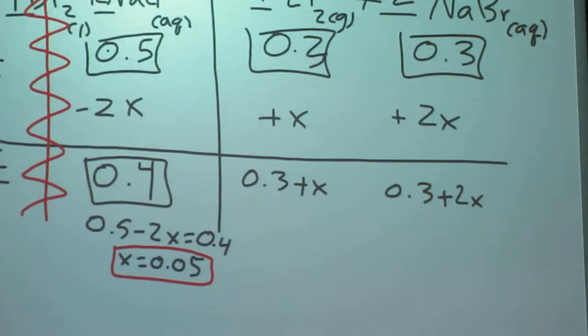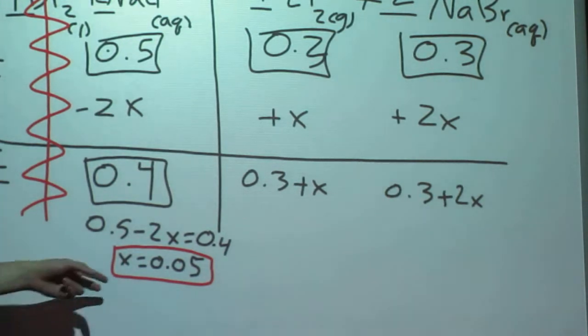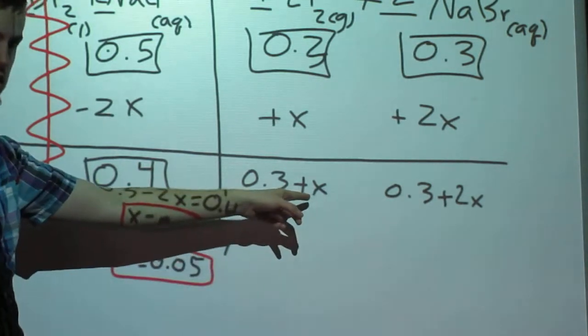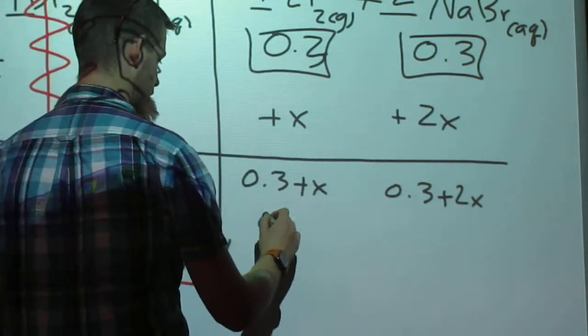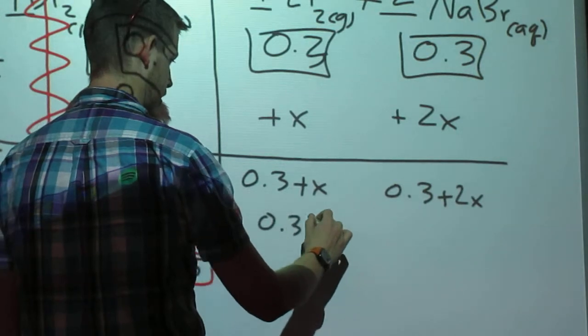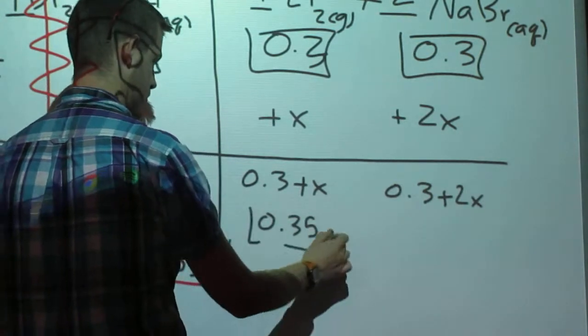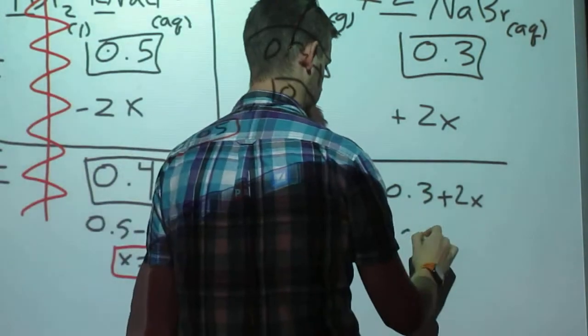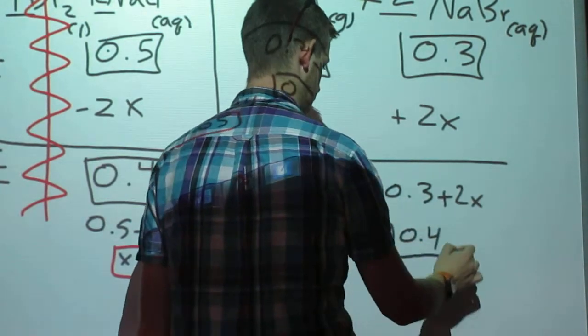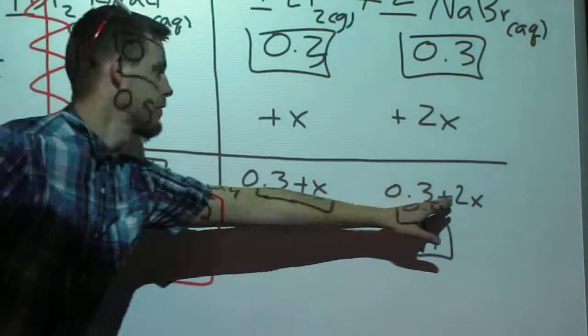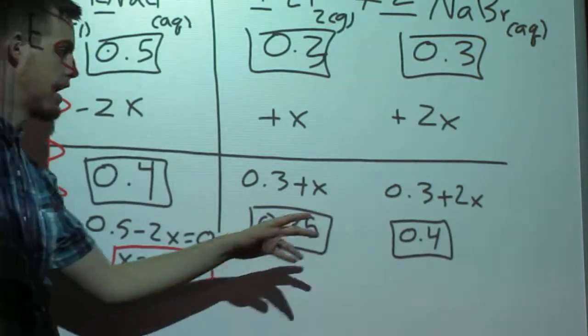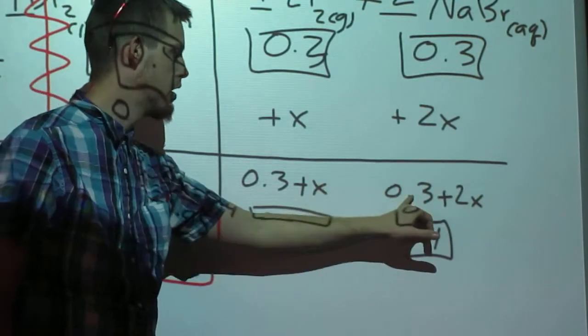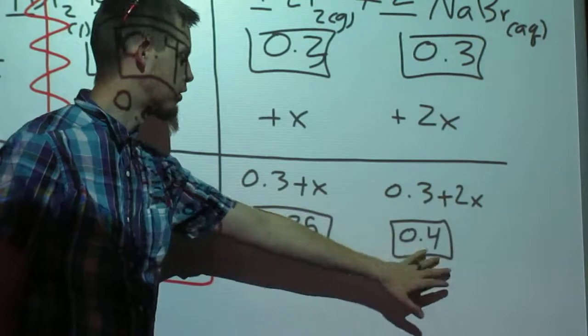So, let's talk about this. Do we know what x is now? Can we plug x in then? Yeah. So this will be 0.35. This will be 0.4 now, because again, 2 times 0.05 is 0.1, and 0.3 plus 0.1 is 0.4.